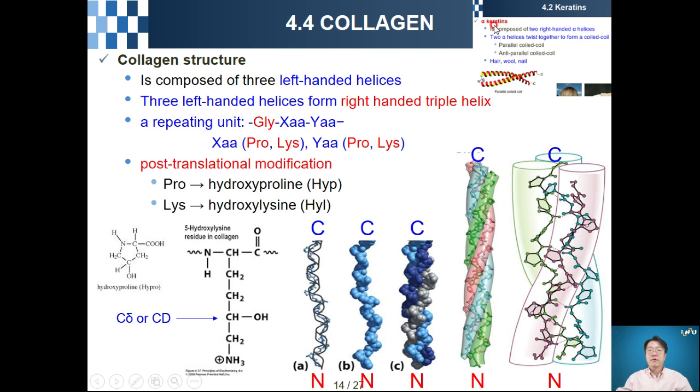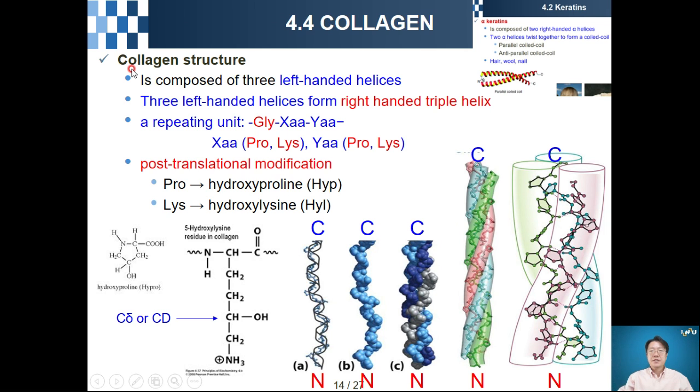Okay, how about alpha keratin? Alpha keratin is composed of two right-handed alpha helices, but collagen is composed of three left-handed helices. These three left-handed helices finally form a triple helix, but this triple helix is right-handed. Each subunit, each helix structure is left-handed, but their final form is a right-handed triple helix.